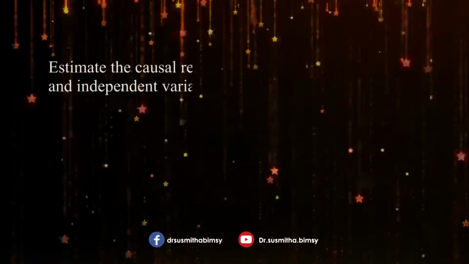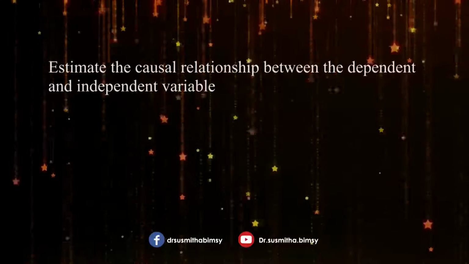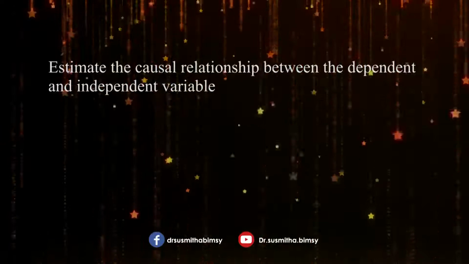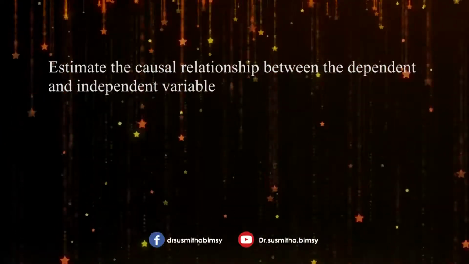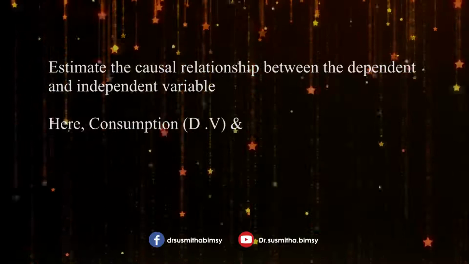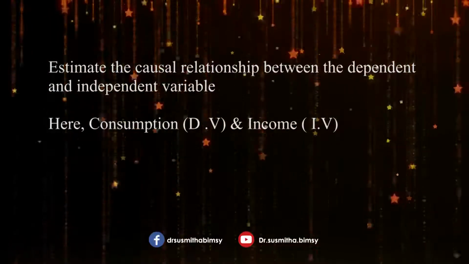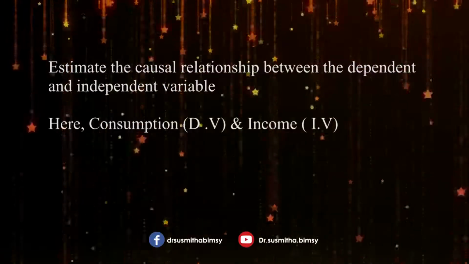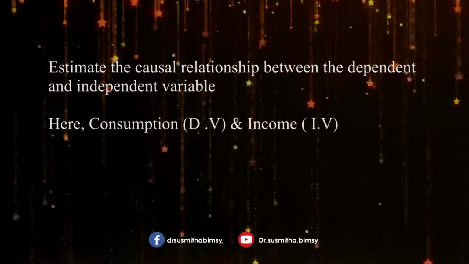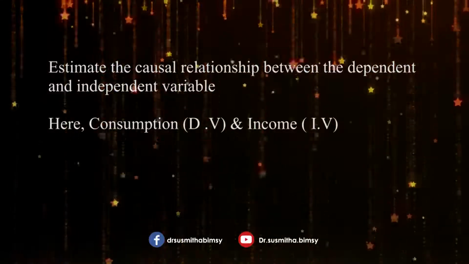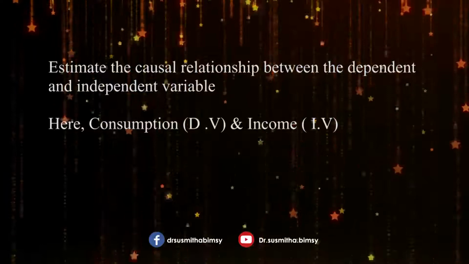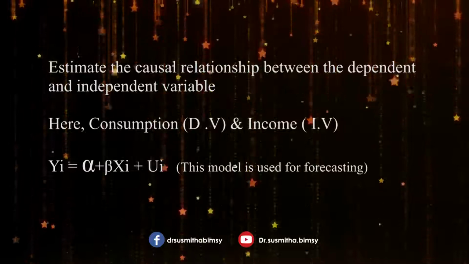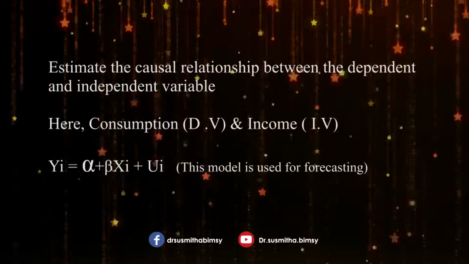The second function of econometrics is to estimate, that is, estimating a causal relationship between the dependent and independent variables. Here we have two items, okay, consumption and income. Here consumption is the dependent variable because consumption depends on somebody's income, and income is the independent variable. So once you specify your dependent and independent variables, then you can establish a causal relationship. So here the model will be Yi = alpha + beta Xi + ui. Okay, this model is used for forecasting.